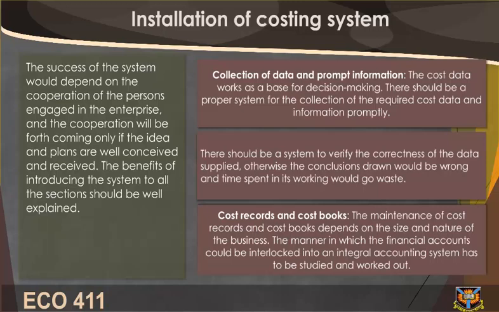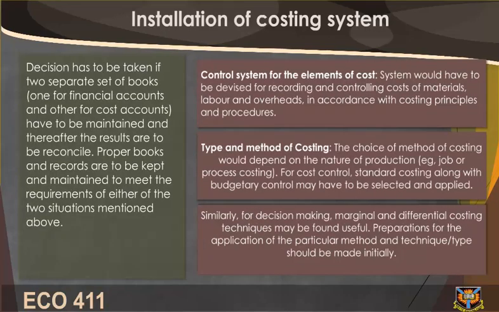Cost records and cost books. The maintenance of cost records and cost books depend on the size and nature of the business. The manner in which financial accounts could be interlocked into an integral accounting system has to be studied and worked out. Decision has to be taken if two separate set of books, one for financial accounts and the other for cost accounts, have to be maintained, and thereafter the results are to be reconciled. Proper books and records are to be kept and maintained to meet the requirements of either of the two situations mentioned above.